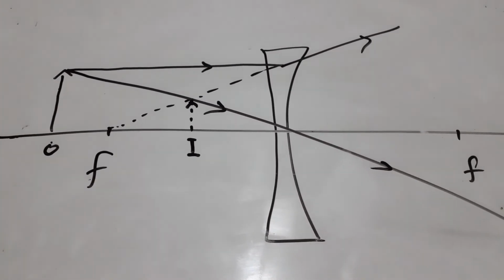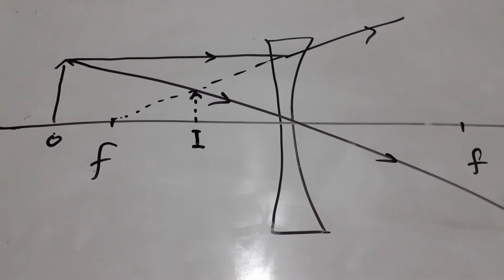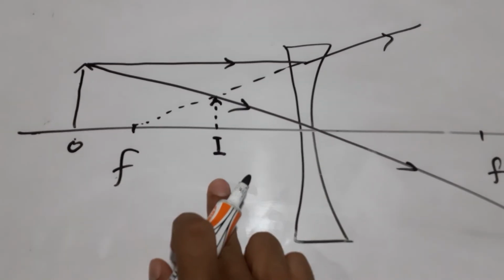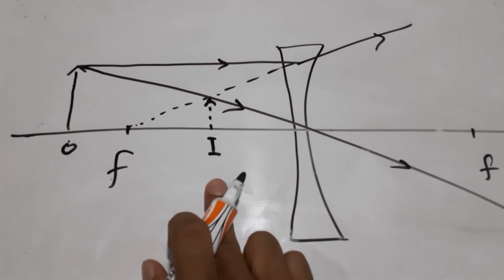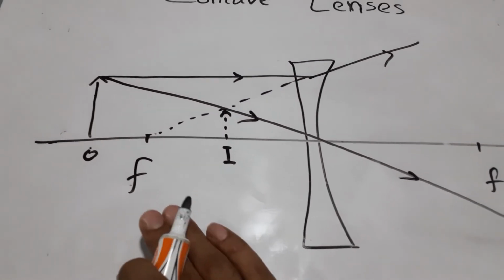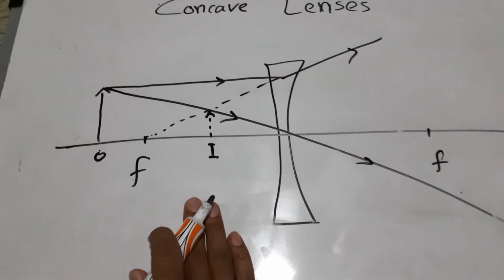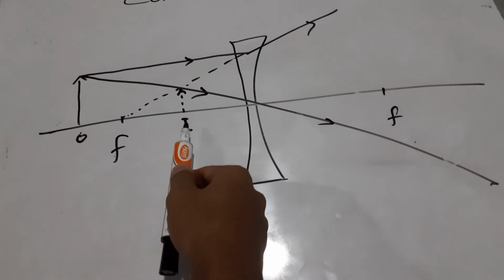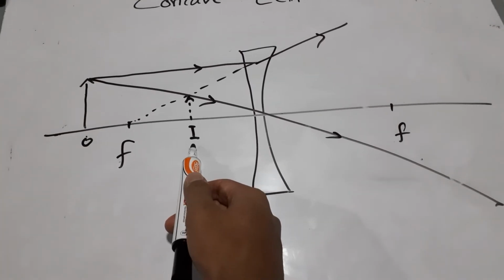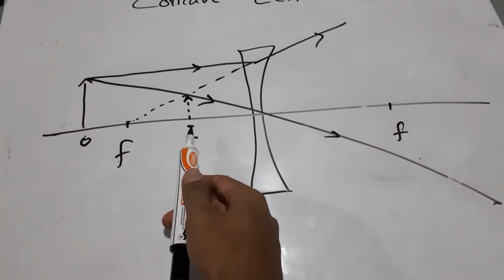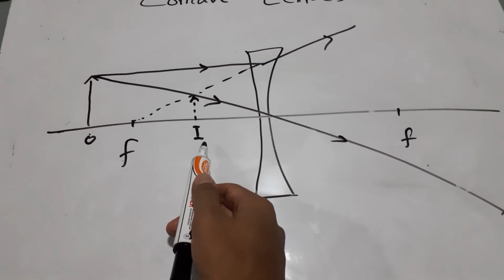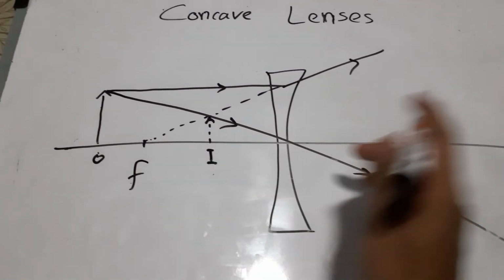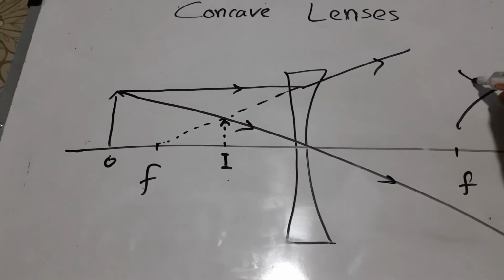If you see the nature of this image, it will always be smaller than the object, upright and virtual. So unlike convex lenses, in a concave lens, wherever you keep the object, you will always obtain an image like this: an image which is smaller than the object, virtual and upright. These virtual images can be seen if you keep the eye at this point.